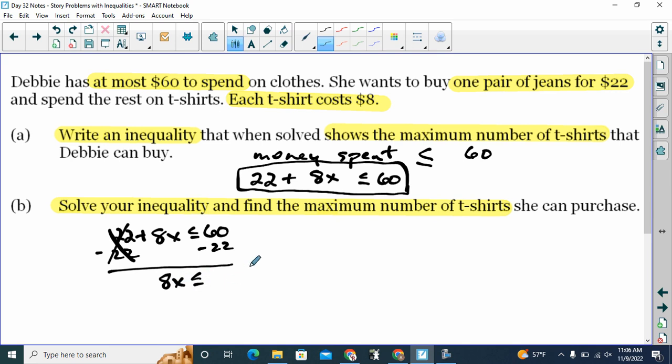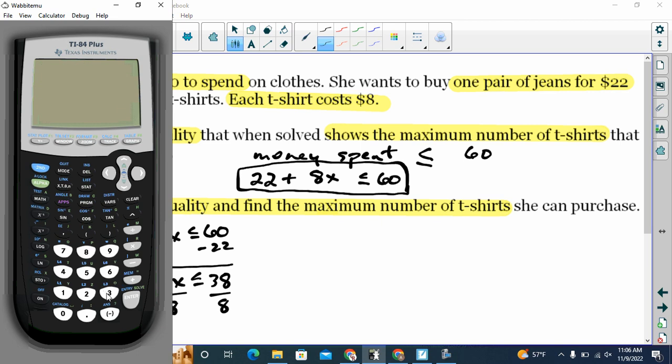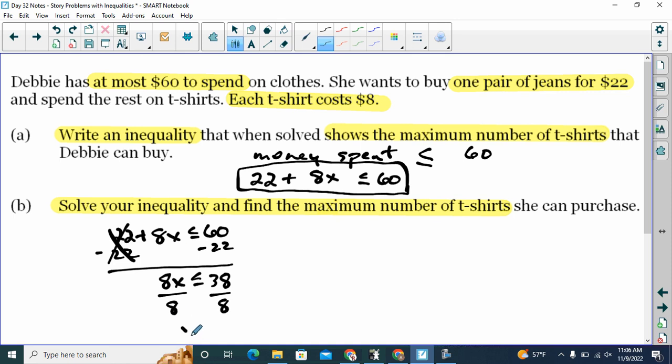Problems like this are usually calculator problems. 60 minus 22 gives us 38. And divide both sides by 8. 38 divided by 8 gives us 4.75. X is less than or equal to 4.75. There's the solve your inequality part.